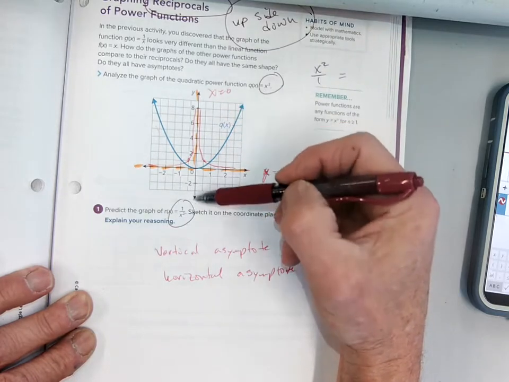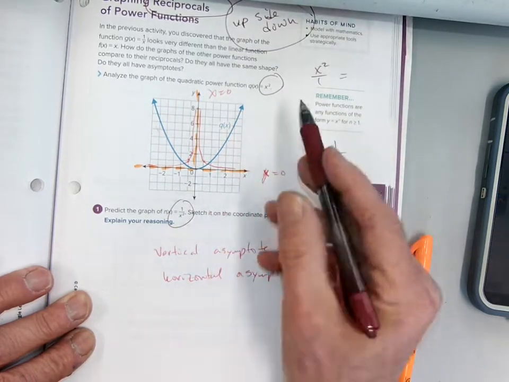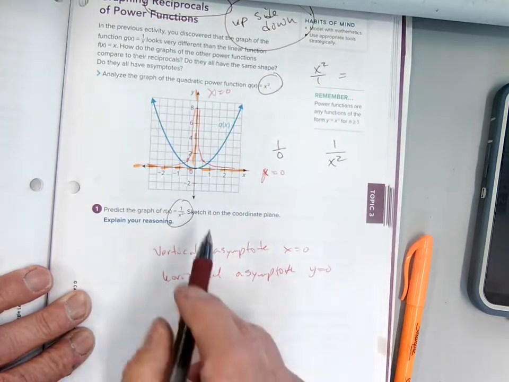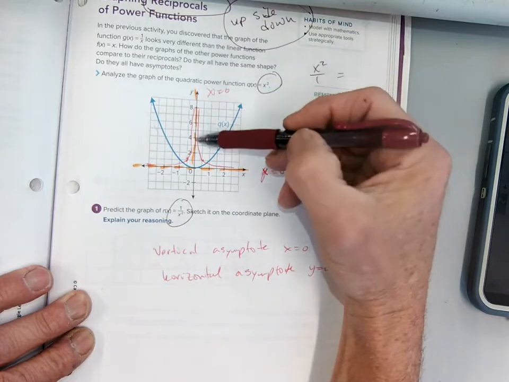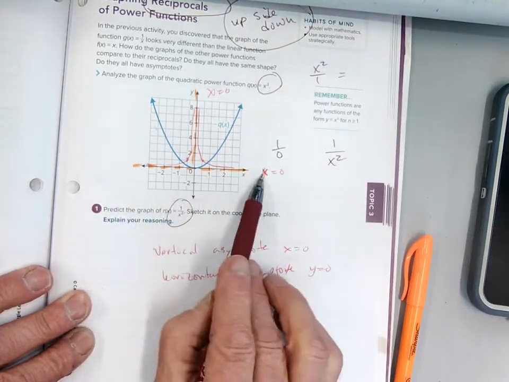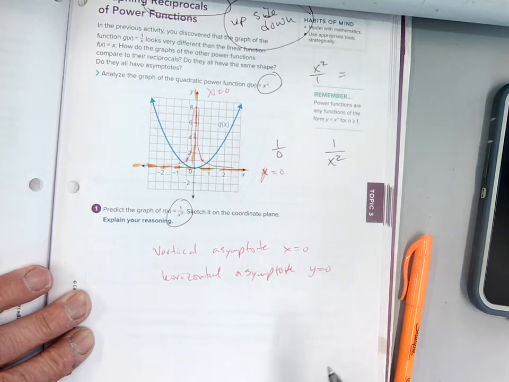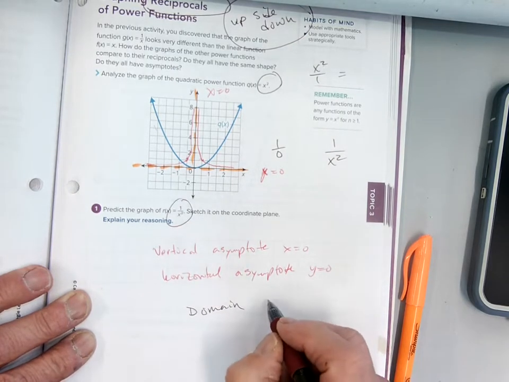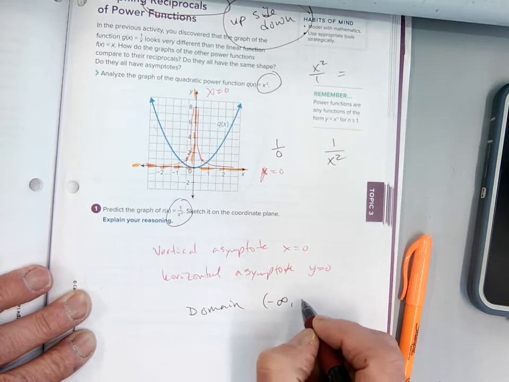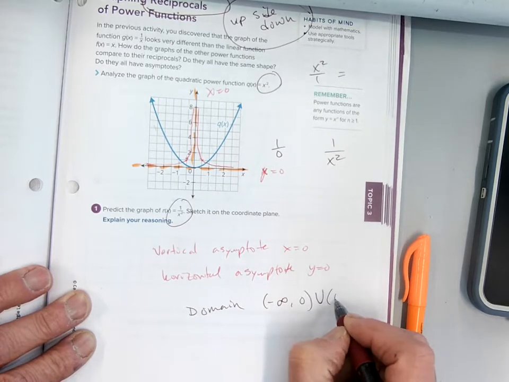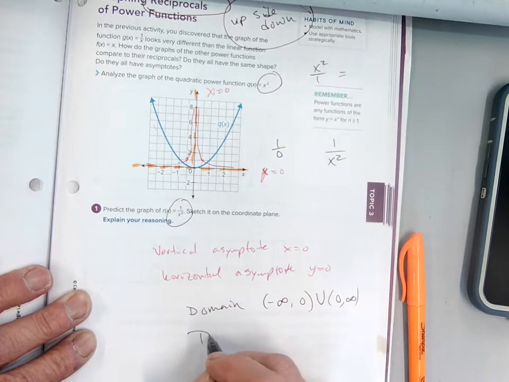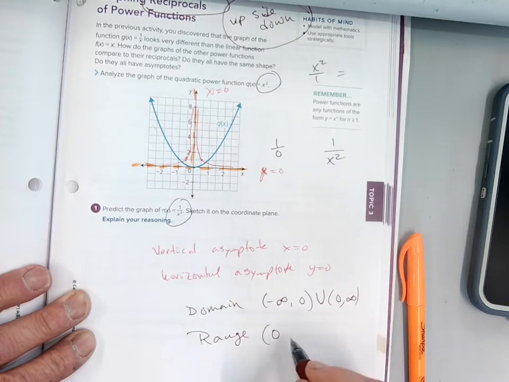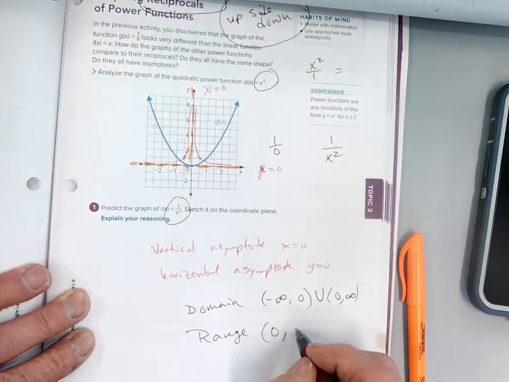Right at 0, x is 0 here, but 1 over 0 is undefined, and that's why you have an asymptote. So on this graph, we have a vertical asymptote at x equals 0, and we have a horizontal asymptote at 0. Domain, if I do interval notation, is from -infinity to 0, union from 0 to infinity. Range, we could say, is from 0, not including 0, up to infinity.